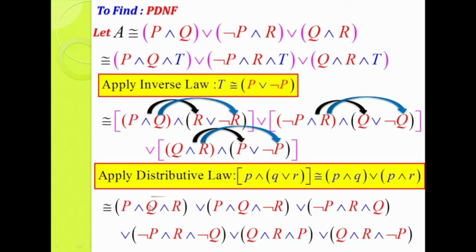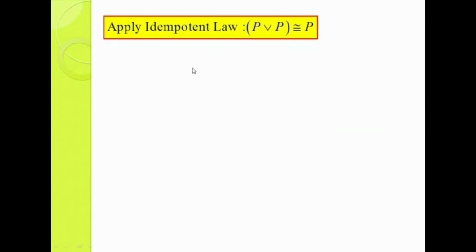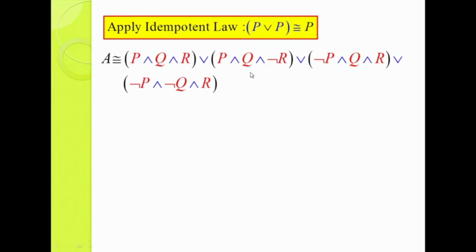Okay. So here you see P and Q and R, and Q and R and P, both are the same term only. So we consider only one term. Similarly, you see negation P and R and Q, and Q and R and negation P. These 2 terms are also the same term. So we consider the same term only one time. Okay. What is our law name? By using idempotent law. Okay. So apply idempotent law. PRP can be written as what? Capital P only. Okay. So using idempotent law, we get these 4 terms.